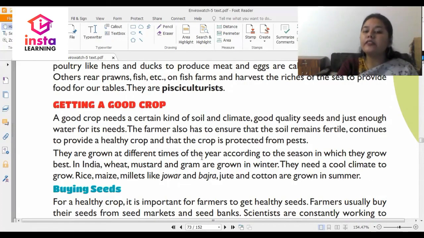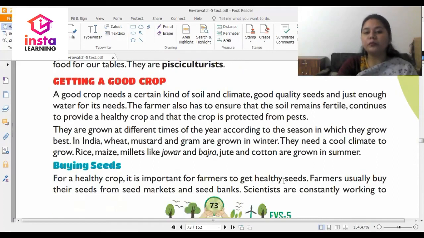Crops are grown at different times of the year, according to the season in which they grow best. In India, wheat, mustard, and gram are grown in winter. They need a cool climate to grow. Rice, maize, millets like jowar, bajra, and jute are grown in summer. So, depending upon the kind of climate in which a particular crop grows, it is grown in that particular season only.